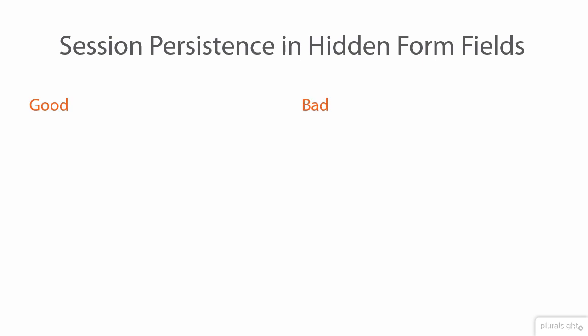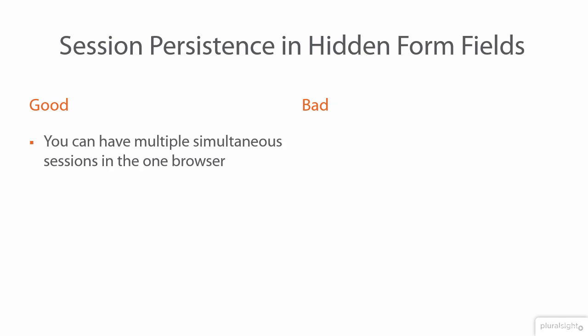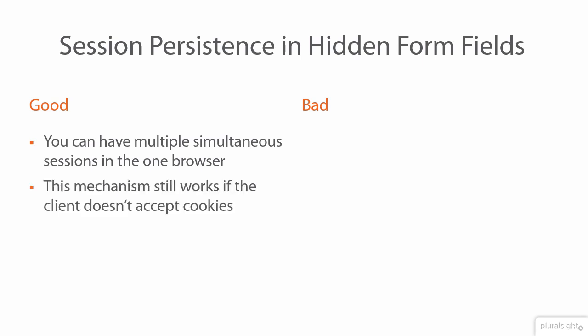So firstly, a little bit like the URL, you can have multiple simultaneous sessions in the one browser because the hidden form field just exists within the page of that individual tab. It's not like they cross-pollinate from one to the other, not like a cookie does. Also, like using the URL, it will still work if the client has decided that they don't like cookies. Doesn't matter why they don't like cookies, the point is that whilst they can turn cookies off, they can't turn off the fact that a website might actually put the session ID in a hidden form field.